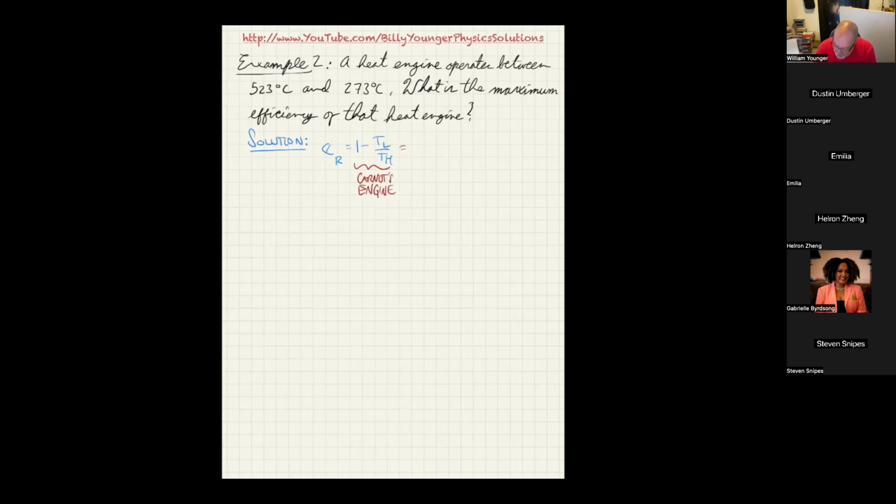So in this case, I end up getting 1 minus. Now, TL is obviously the 273. So I'm going to take 273 and I've got to convert that to Kelvin. None of these things work without Kelvin. So 273 plus 273 is obviously 546 Kelvin divided by T high, which is 523 plus 273 is 796. So if I do 1 minus parentheses 546 divided by 796, close parentheses, I get 0.314.